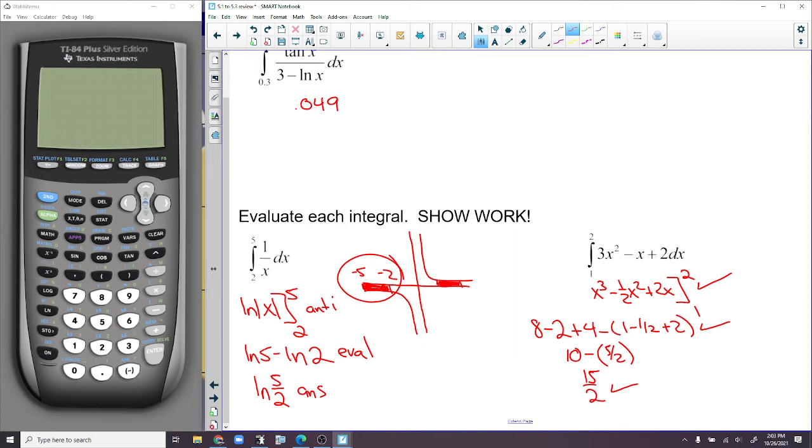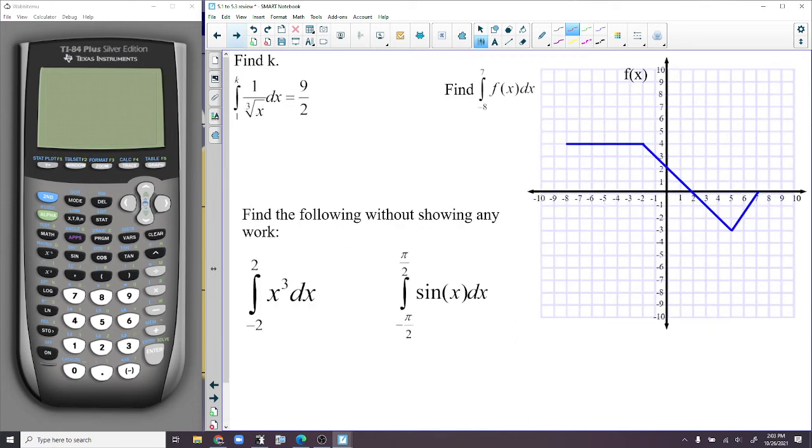Everybody good? That's pretty much the quiz there. And I thought we could take some time to review for tests, or this could be on the quiz too. I don't think these are. So let's review for the test, shall we?